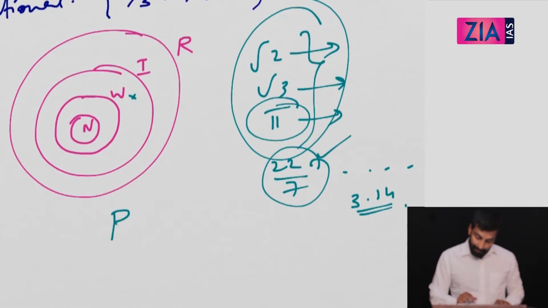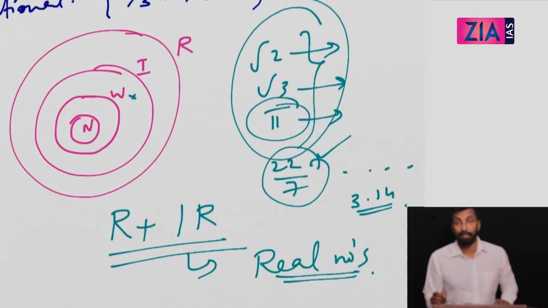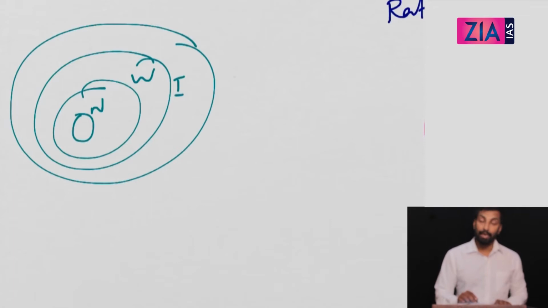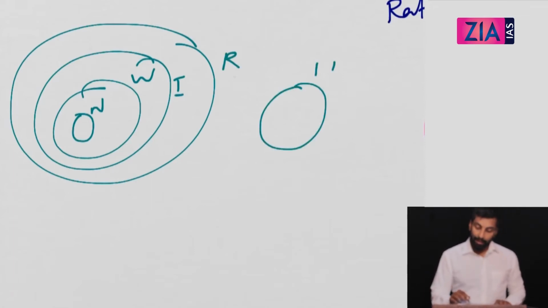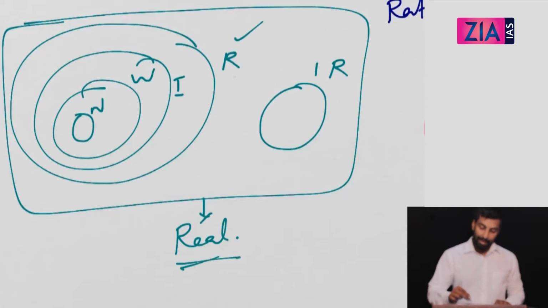And rational numbers plus irrational numbers together we call real numbers. So real numbers means rational numbers plus irrational numbers. So what we have discussed is: all natural numbers are whole numbers, all whole numbers are integers, all integers are rational numbers, and the numbers other than rational numbers are irrationals. All these together we call real numbers. So real numbers comprise rational and irrational numbers.